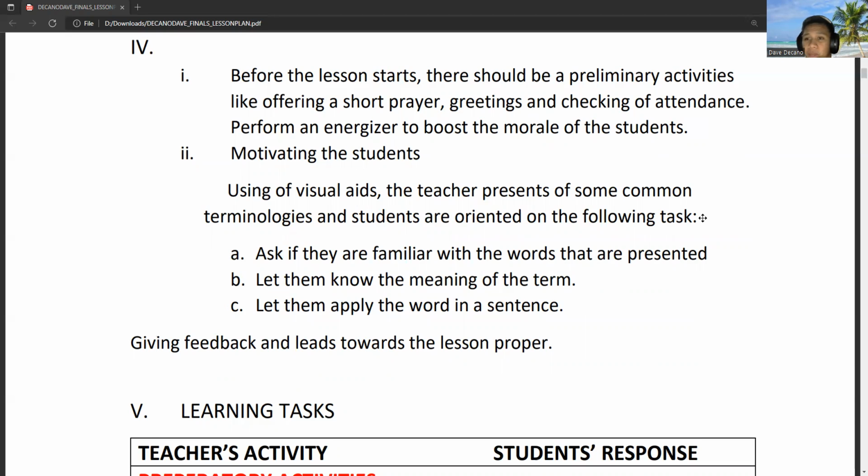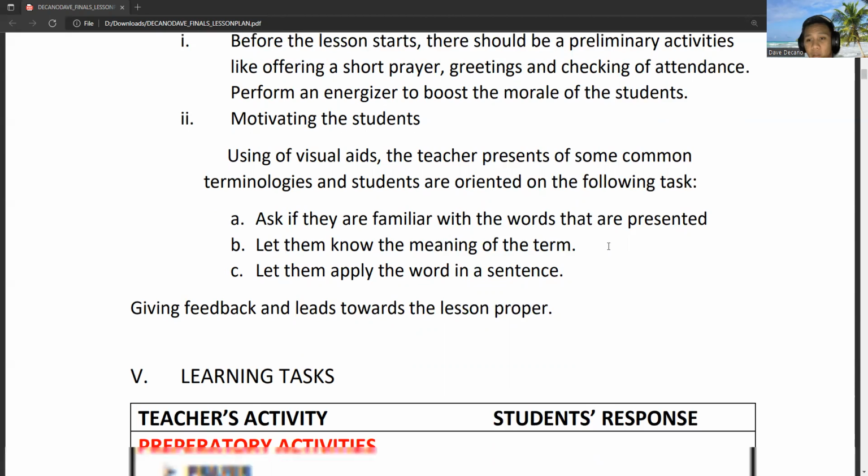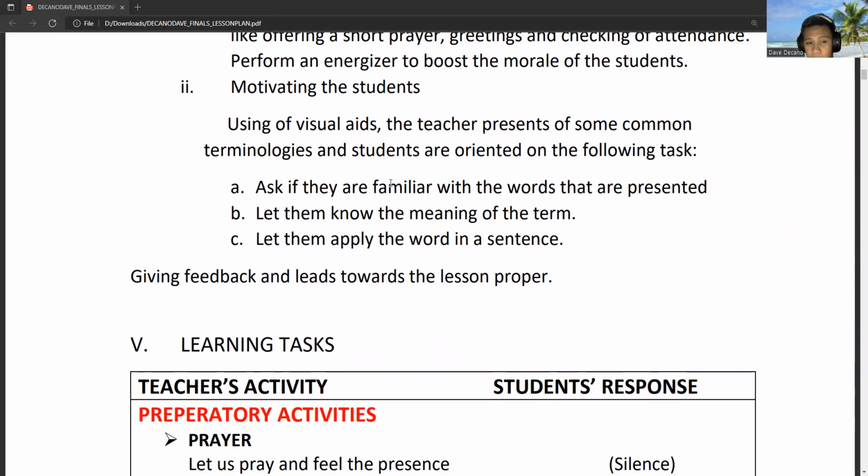Motivating the students is done by using visual aids. The teacher presents some common terminologies and students are oriented on the following tasks: if they are familiar with the words being presented, let them know the meaning of the term, let them apply the word in a sentence. After this, giving feedback and leading towards the lesson proper.